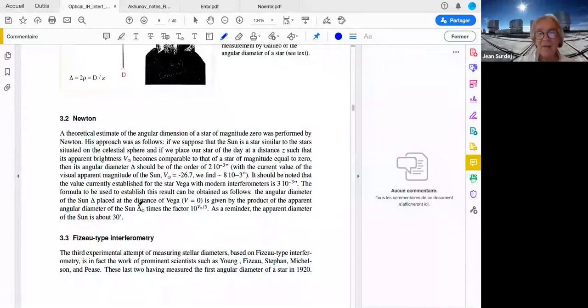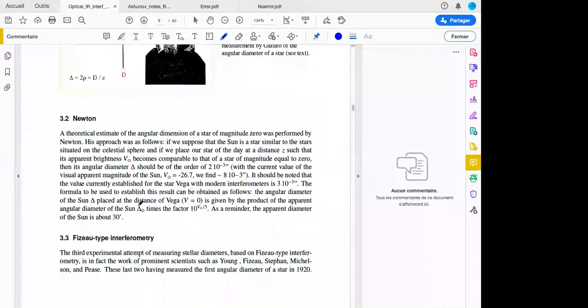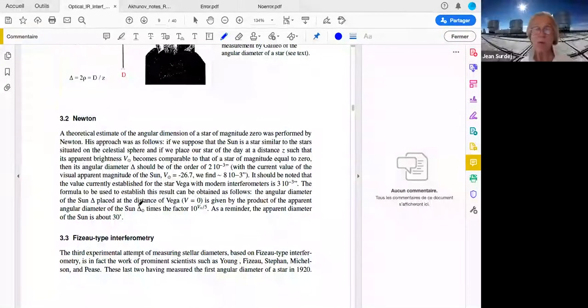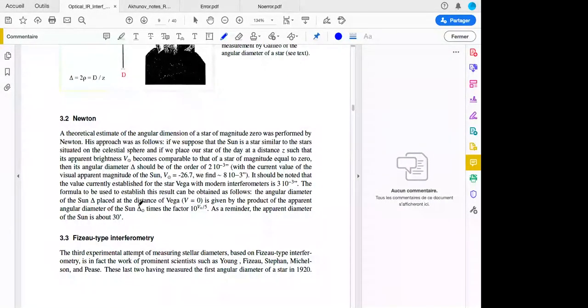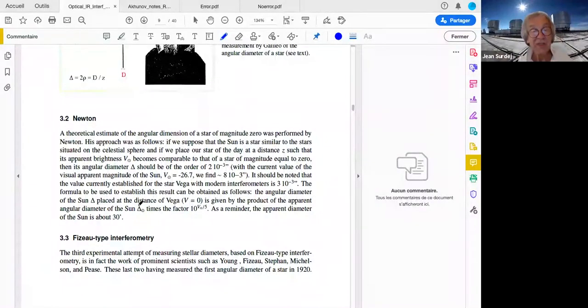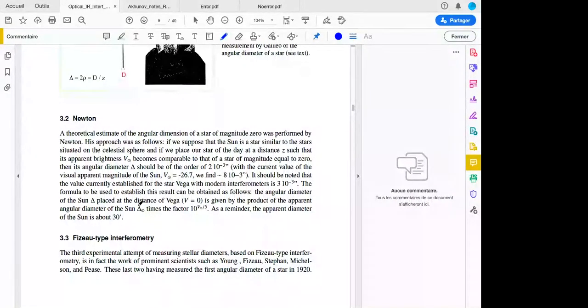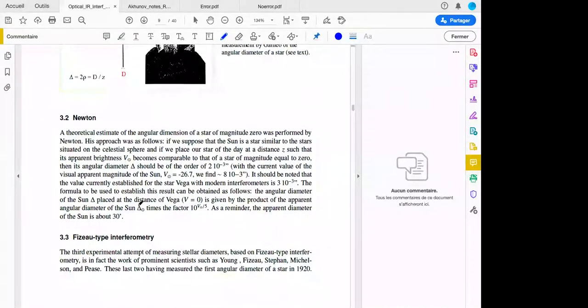What is the distance to which I should set the sun so that it appears like a 0 magnitude star? Estimating that kind of distance, he said, now I may find its angular radius, because I would just divide 30 arc minutes, or half a degree, the size of the sun, by that distance, and I would get the angular radius. And he found an estimate of 2 milli-arc seconds. And this is fantastic. So you see that a theoretician may do very interesting work.